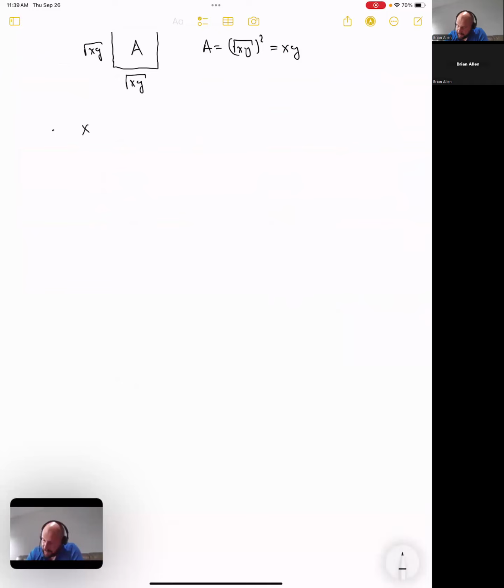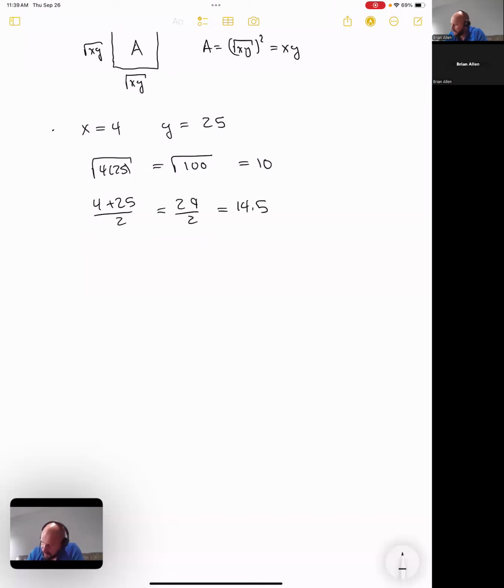So let's see what happens if we consider x equals 4 and y equals 25. Okay, so the geometric mean then is the square root of 4 times 25, which of course is 100. So that gives the geometric mean to be 10. And the arithmetic mean is 29 over 2, and that's 14 and a half. Okay, that doesn't prove anything, but it's sort of nice to play around a little bit and see that it works here.